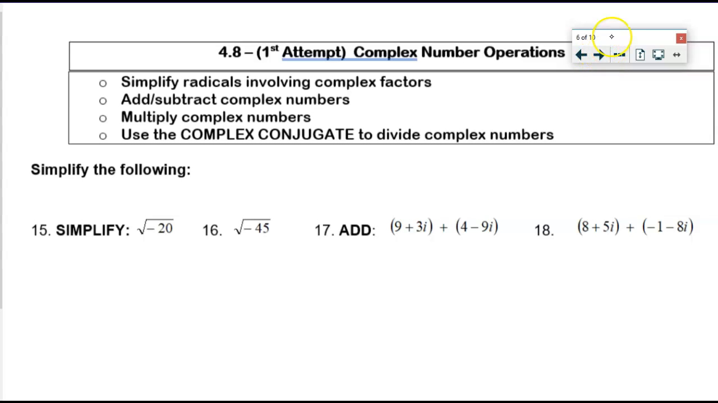All right, here's some new stuff for us. The complex number system. So a few things to remember. Once you get to number 17 here, I need all of your answers to be in standard form, a plus bi form.